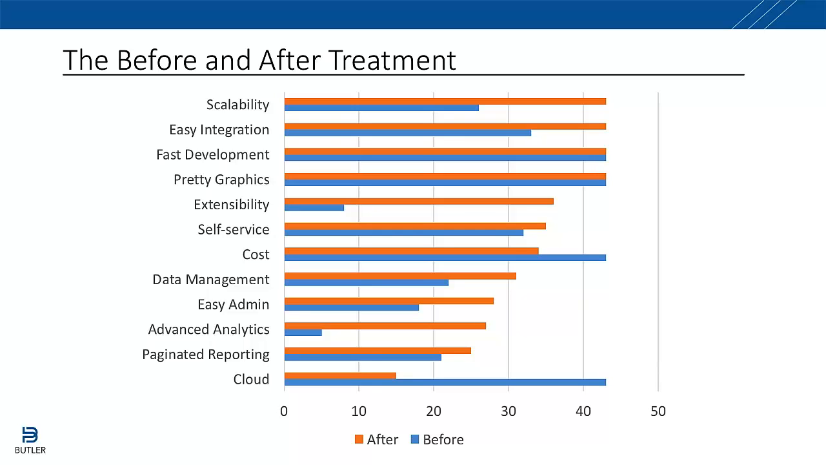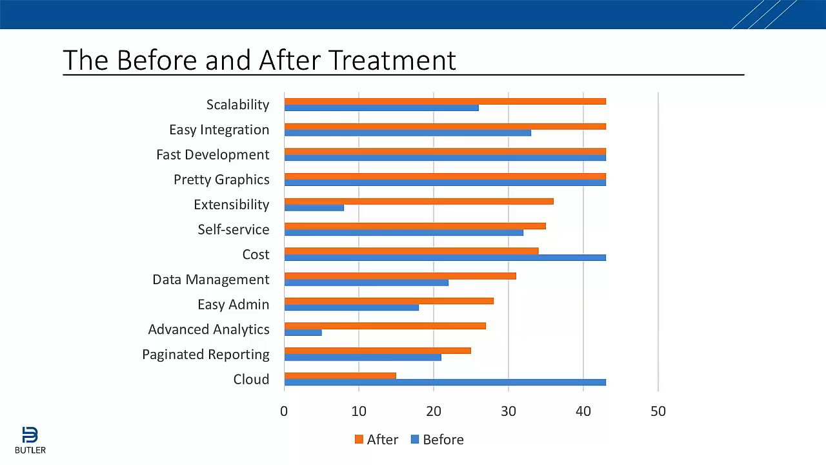So you can see, starting at the top, scalability. Before, getting on for two thirds of people thought scalability was important. Afterwards, everybody thought it was important. Easy integration, again, most people thought that was important, integrating with various applications and maybe other kinds of analytics. Fast development, everybody wants fast development, and that didn't change.